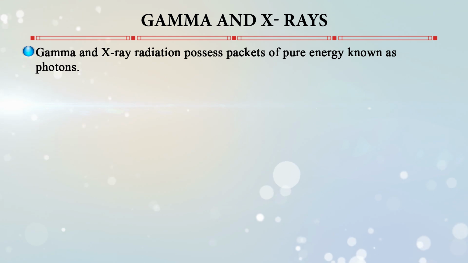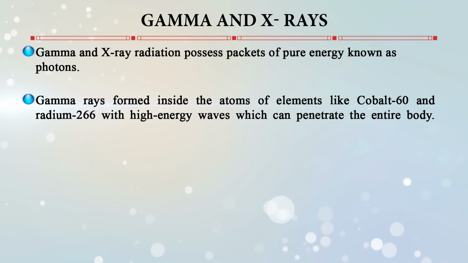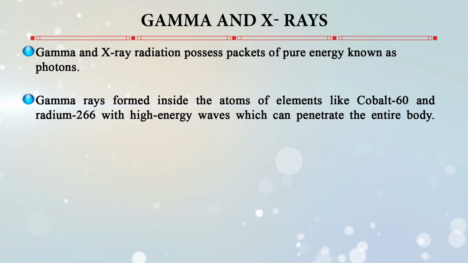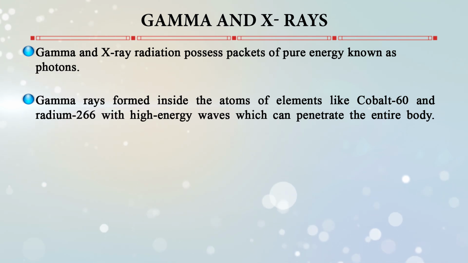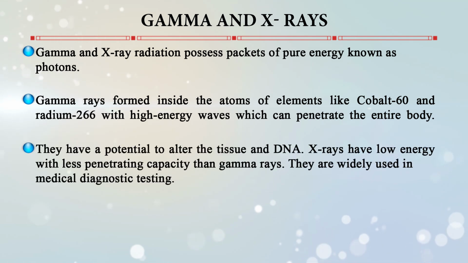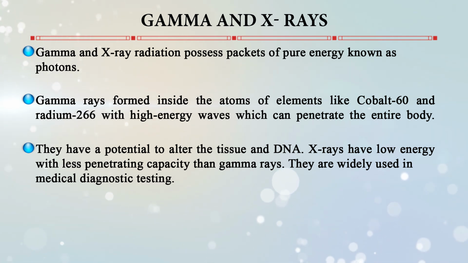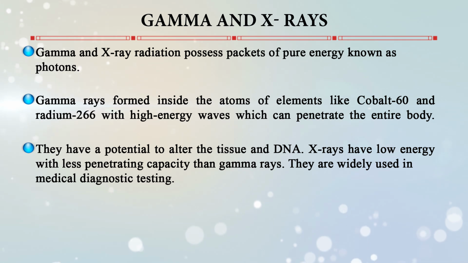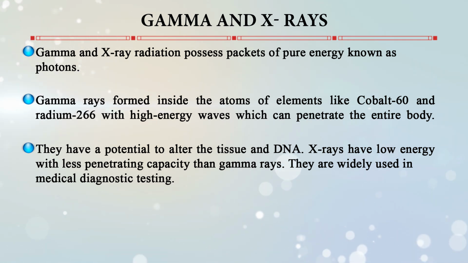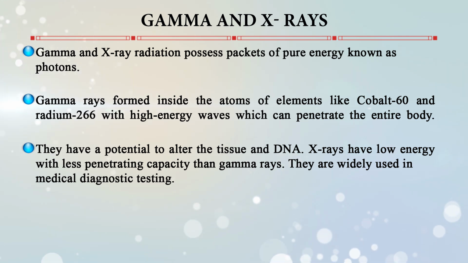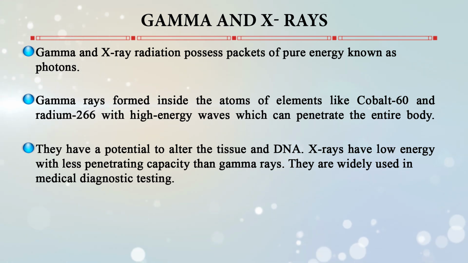So, packets of energy. Gamma rays are formed inside the atoms of elements like cobalt 60 or radium 226, with high energy waves that can penetrate the entire body. They have the potential to alter the tissue and also the DNA. Whereas X-rays have lower energy and less penetrating capacity than gamma rays, so they are widely used in medical diagnostic testing.